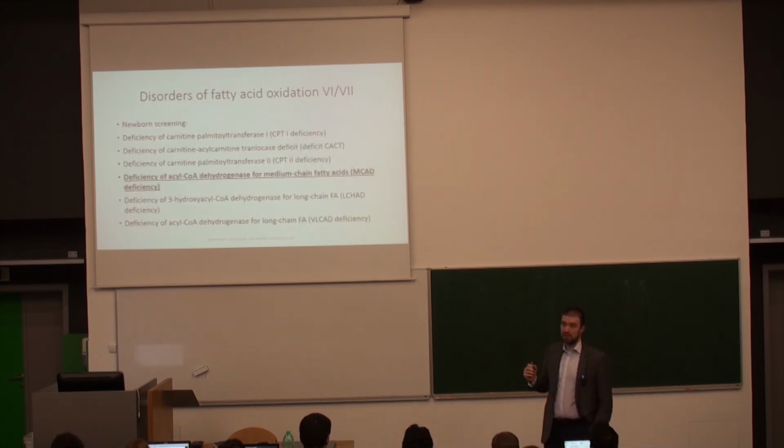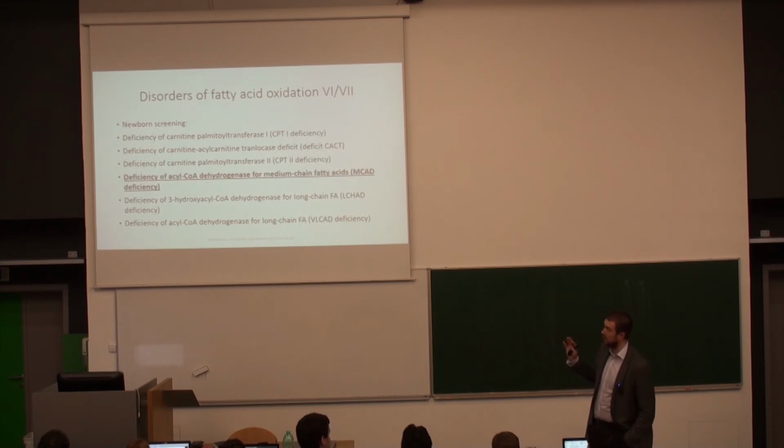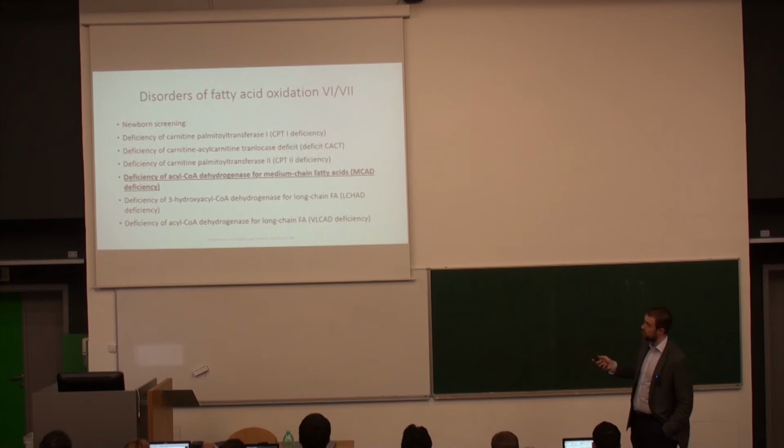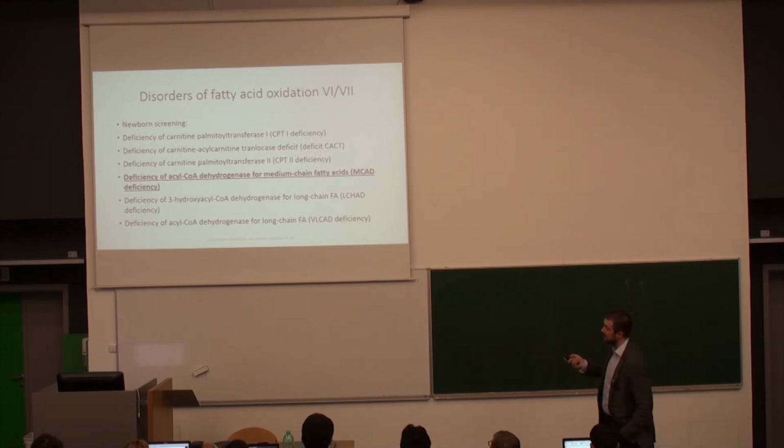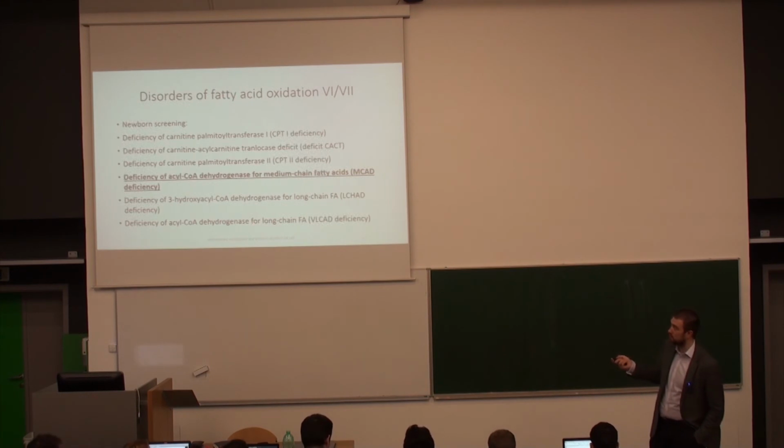In the newborn screening, you screen for 6 disorders of beta oxidation. 3 of them you do not have to learn, but only for your information. 3 are in the carnitine shuttle. As you see here, all the enzymes and translocases in the carnitine shuttle. And then here you have the 3 most common defective enzymes of the beta oxidation itself.